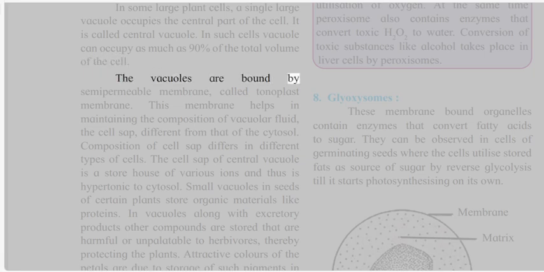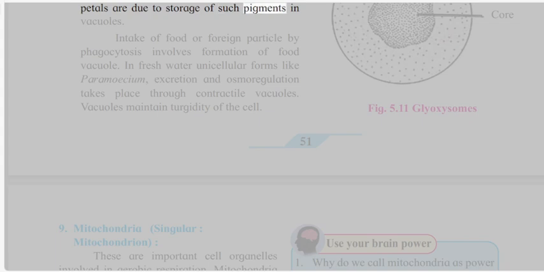The vacuoles are bound by a semi-permeable membrane called the tonoplast membrane. This membrane helps in maintaining the composition of the vacuolar fluid, the cell sap, different from that of the cytosol. The composition of cell sap differs in different types of cells. The cell sap of the central vacuole is a storehouse of various ions and thus is hypertonic to cytosol. Small vacuoles in seeds of certain plants store organic materials like proteins. In vacuoles, along with excretory products, other compounds are stored that are harmful or unpalatable to herbivores, thereby protecting the plants. Attractive colors of the petals are due to storage of such pigments in vacuoles.